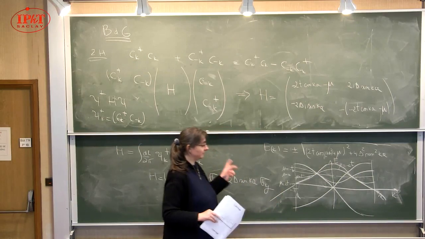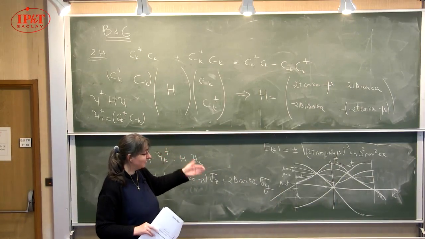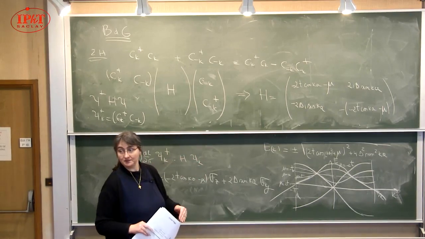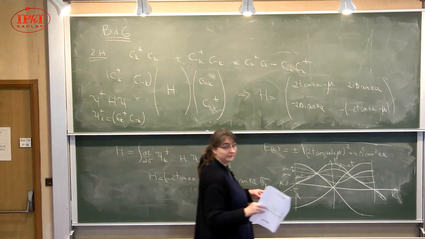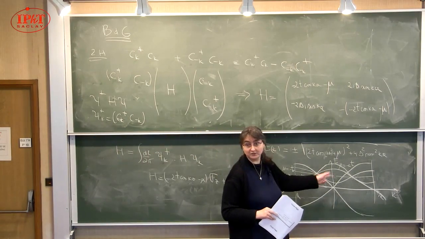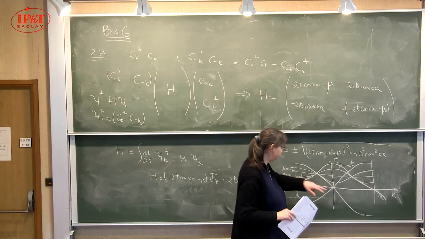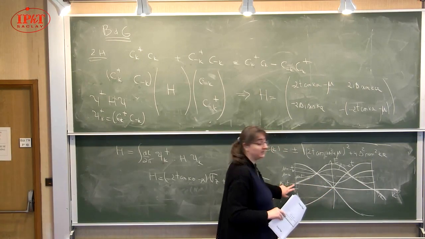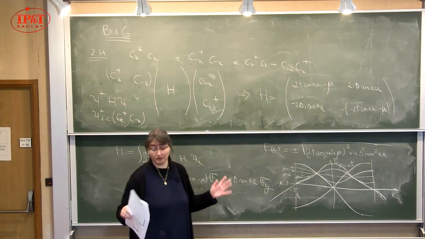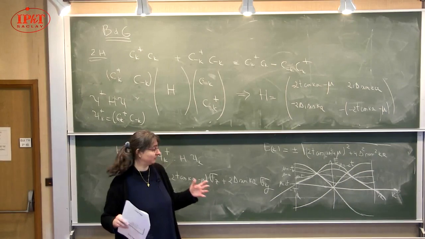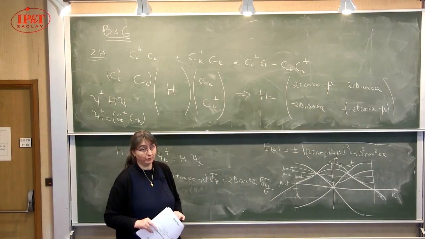So I have gap closing at 0 for mu equal minus 2t. Then I have a gapped system, which becomes again gapless at mu equal 2t, but the point of closing the gap is different. At minus 2t, it is at k equals 0, and at 2t it is at k equals pi and minus pi. So I have a system which on the whole interval between minus 2t and 2t is gapped, and is becoming gapless at these special points.